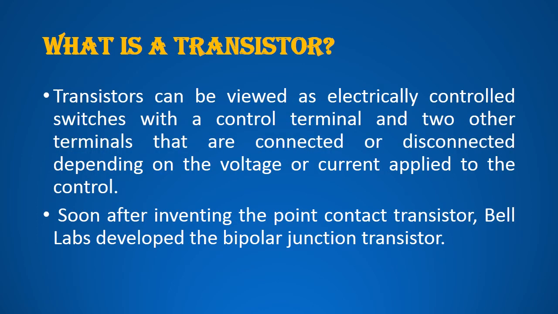So what is a transistor? Normally, a transistor is a switch. So it can be viewed as an electrically controlled switch. That means either using current or voltage we can control the transistor. That means it can switch on or off depending upon the input current or voltage applied.